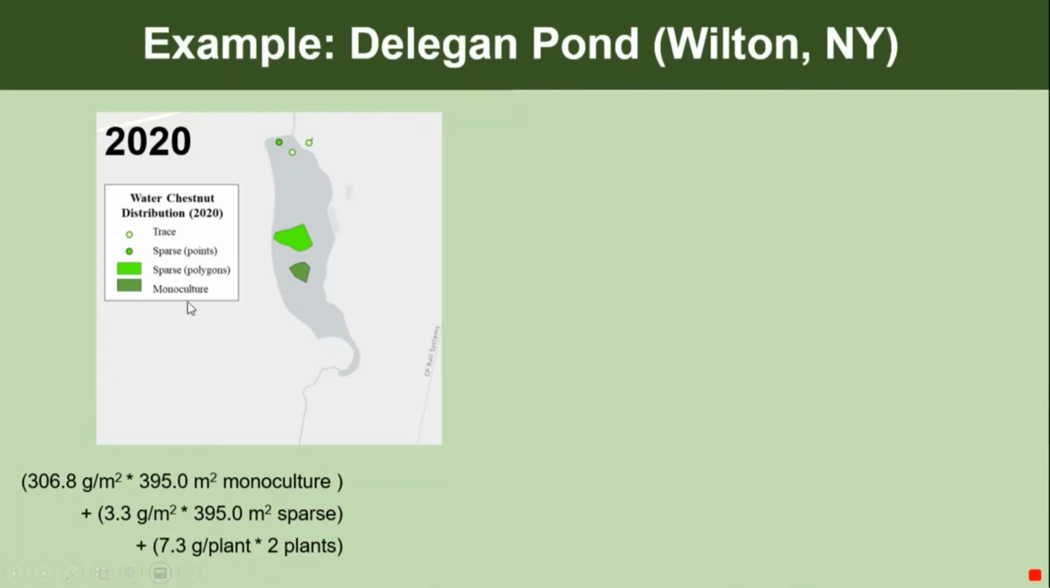So essentially the monoculture patch is going to be multiplied by a high number of a weight density, so 306.8 grams per meter squared. And the sparse is going to be multiplied by a lower value, so 3.3 grams per meter squared. And what that lets you do is come up with a biomass estimate that is standard and can be applied to infestations across the state without requiring partners to have to dry out the biomass and weigh it or come up with some other standardized way to quantify their biomass.